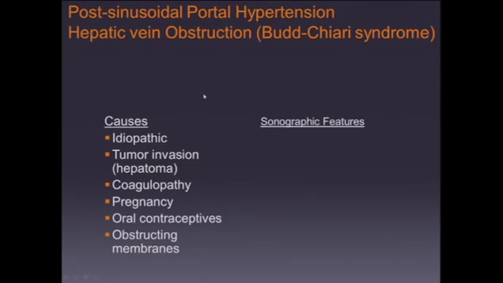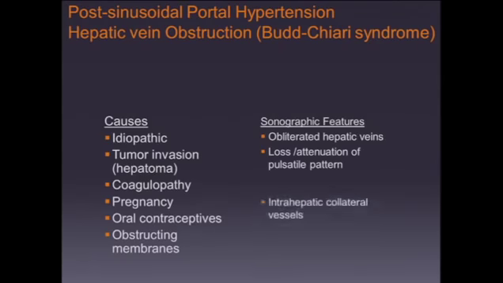The sonographic features of Budd-Chiari syndrome are obliteration of the hepatic veins, loss or attenuation of the normal pulsatile pattern, and intrahepatic collateral vessels.